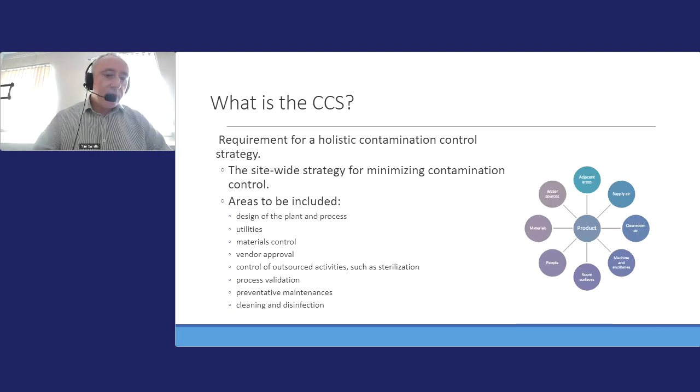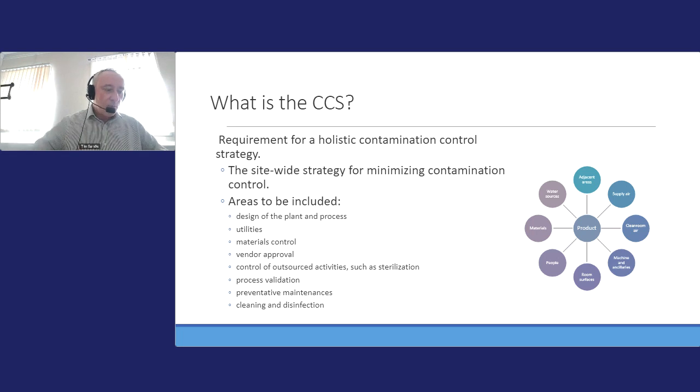In terms of the types of things that the contamination control strategy should include, foremost, it needs to be something that is site-wide, and there's a word that I'll probably end up using several times, which is holistic. And it needs to cover things like the design of the plant and processes, extending out to premises and equipment. It needs to include people. It should cover the utilities.